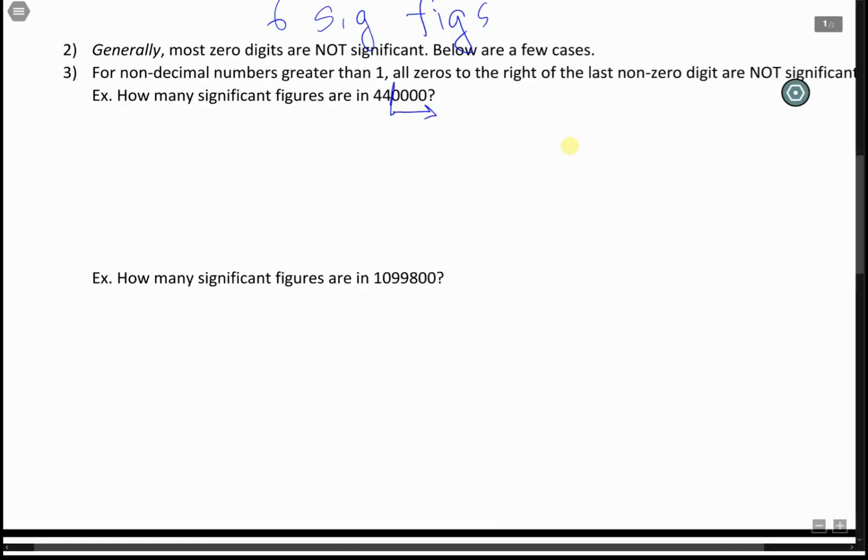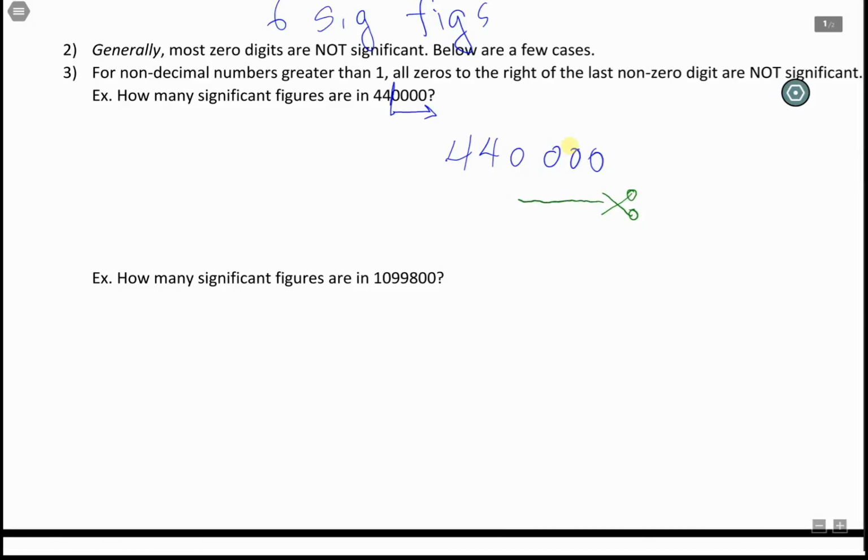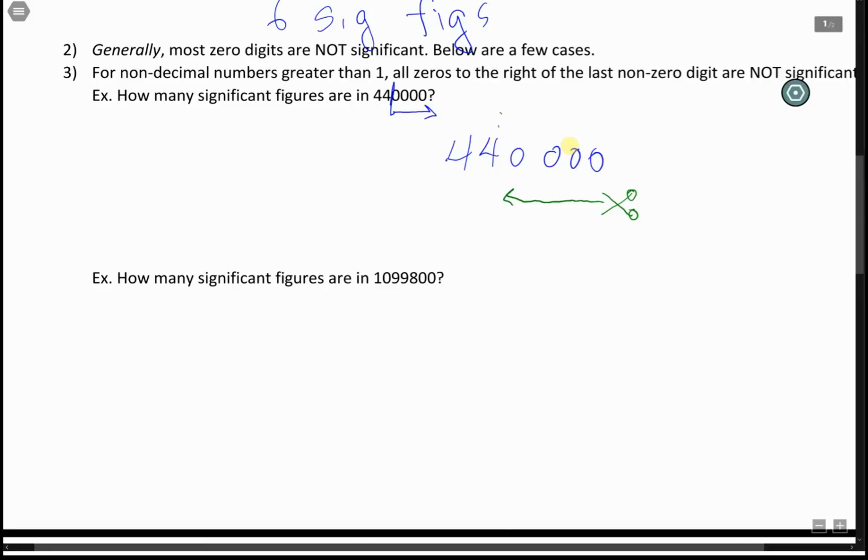I like to think of it this way. Let's write the number down again. I like to think of it as taking a pair of scissors and chopping off every zero that's not significant. Every time I see a zero, I'm going to cut, until I see the first non-zero digit. So all of these zeros are not significant. In this case, we're left with 2 sig figs.